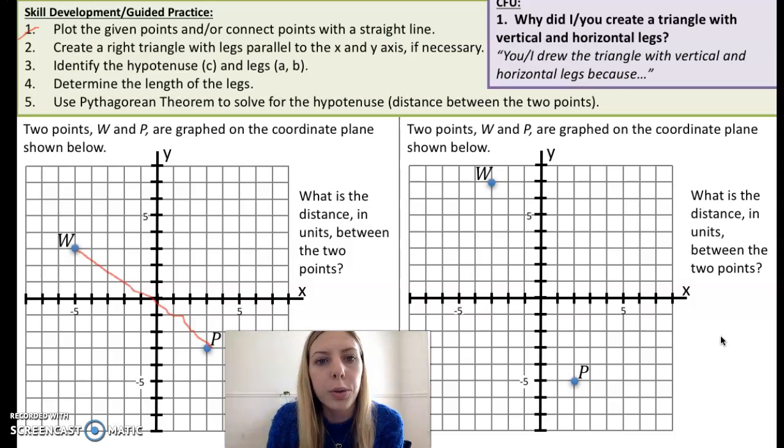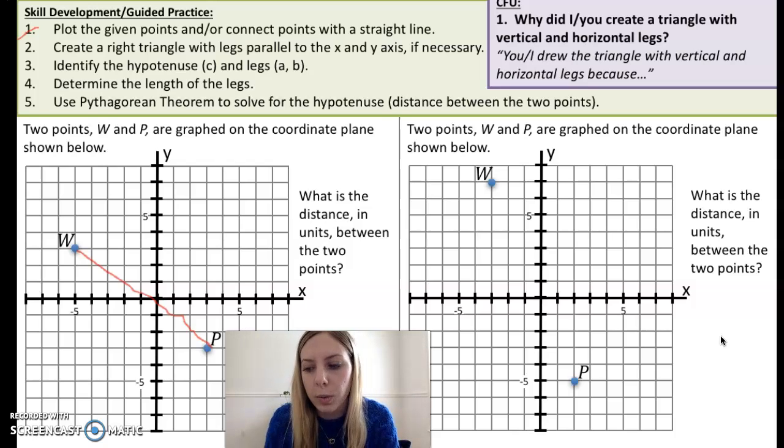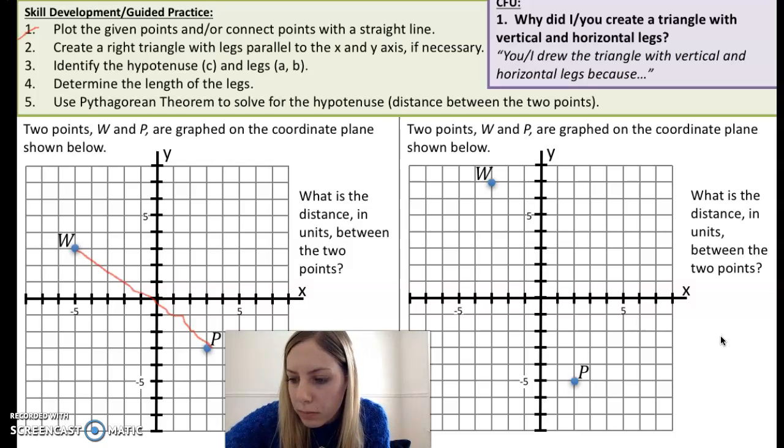Okay, so now you are going to complete step 1. It says we just plotted the points. Now we have to connect the points with a straight line. So go ahead and connect your points with a straight line. I'm going to do yours as well, and this should be enough time for you to do that as well.